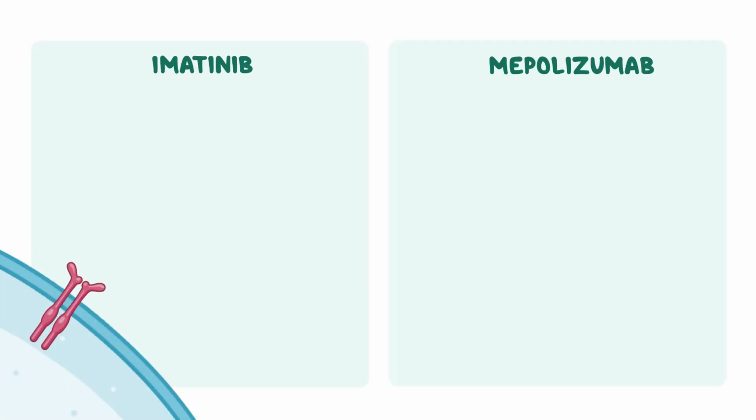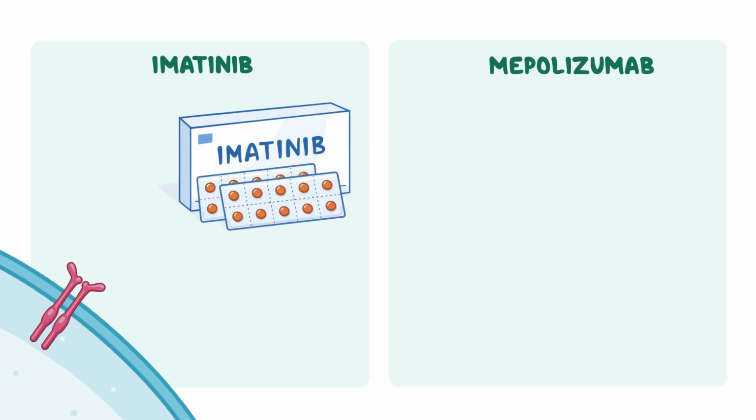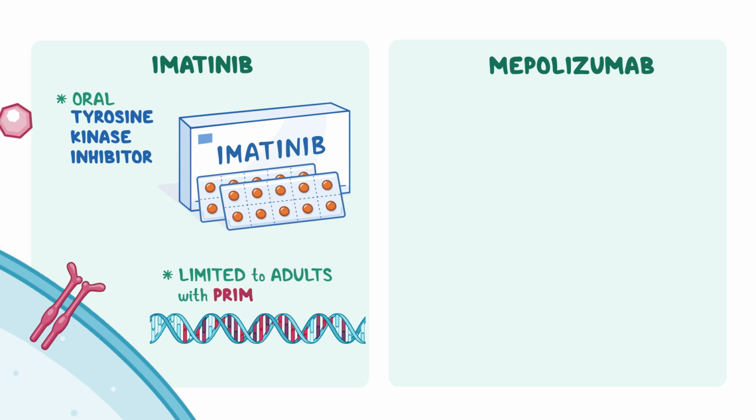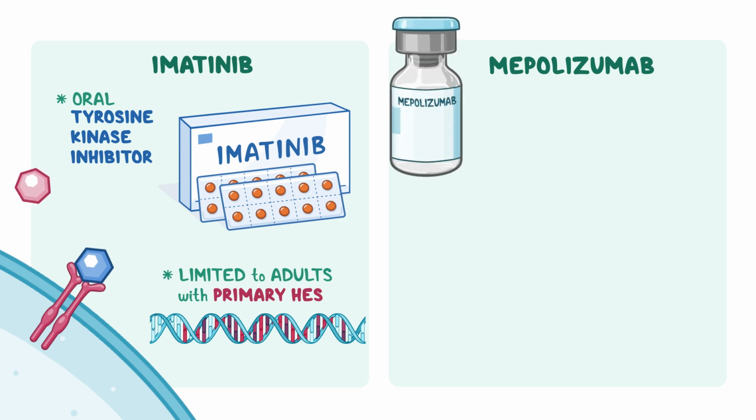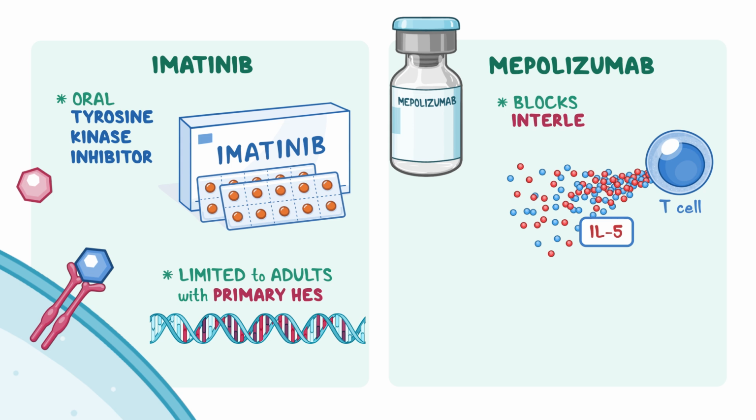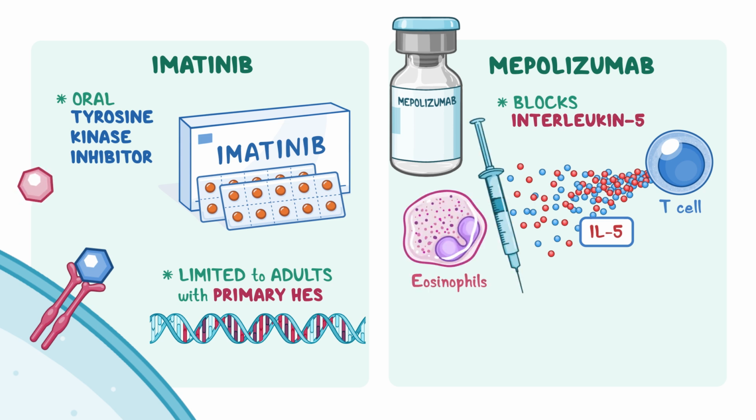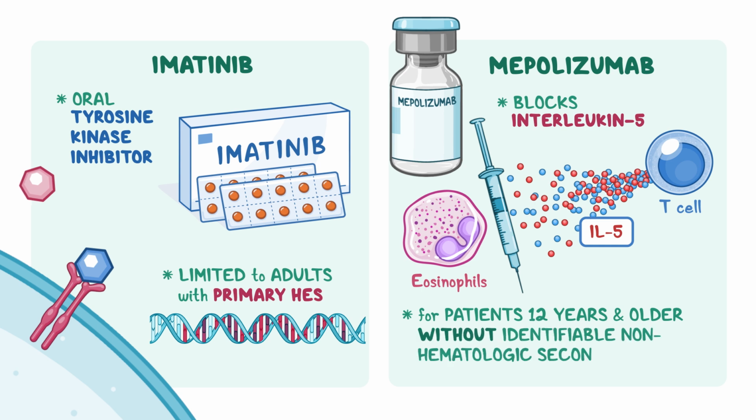The only approved treatments for HES are imatinib and mepolizumab. Initial treatment is often with imatinib, an oral tyrosine kinase inhibitor, but this is limited to adult patients with known genetic mutations that cause primary or neoplastic HES that is specifically susceptible to this drug. Mepolizumab is a biological agent that blocks the eosinophil growth factor interleukin-5 and thereby lowers eosinophils and their activation status. Mepolizumab is approved for adult and pediatric patients aged 12 years and older with hypereosinophilic syndrome, or HES, for 6 months or longer without an identifiable non-hematologic secondary cause.